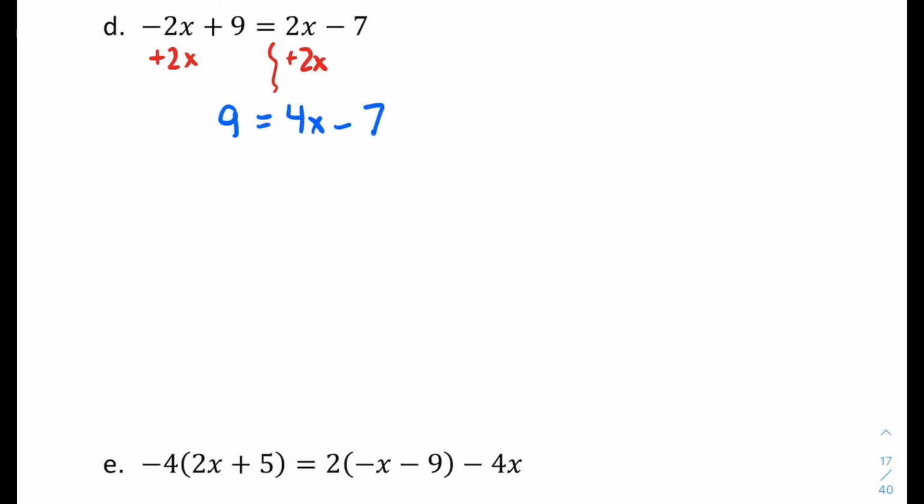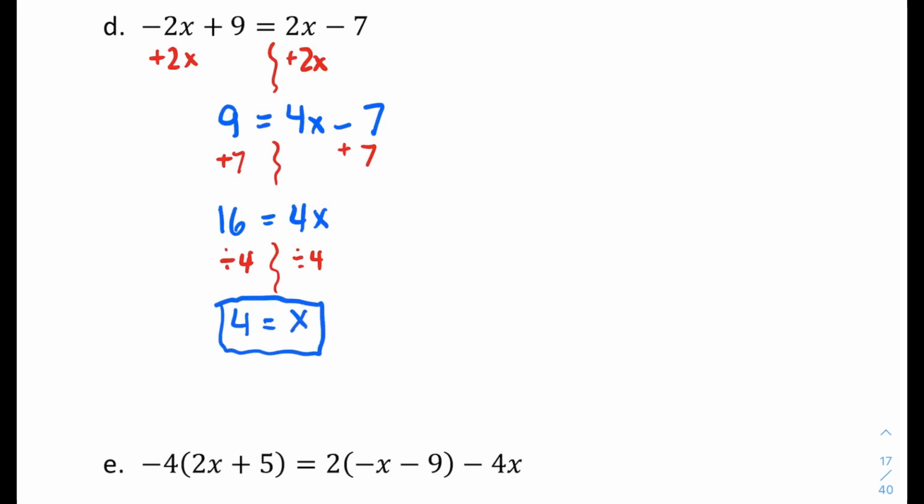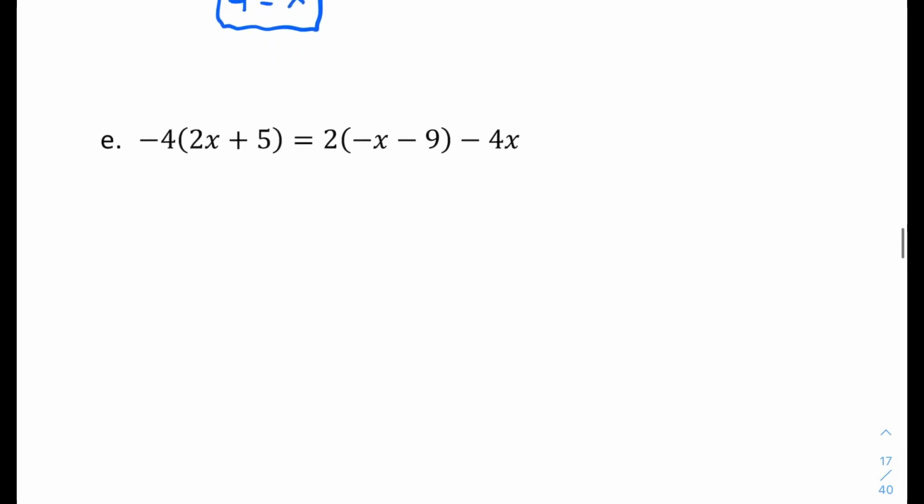Now I'm going to add 7 to both sides to get my 4x term by itself, because -7 plus 7 would give me 0, and I'll have 16 equals 4x. If I divide both sides by 4, I'm going to come up with x equals 4. And quick reminder, you can always plug these back into the original to check and see if you're doing it correctly or not. Good idea.